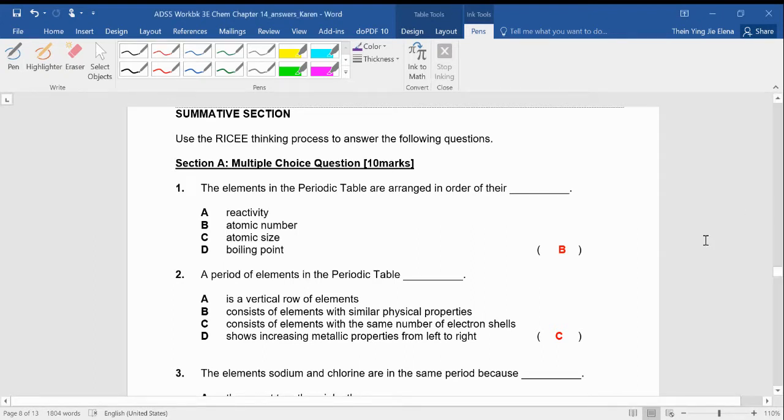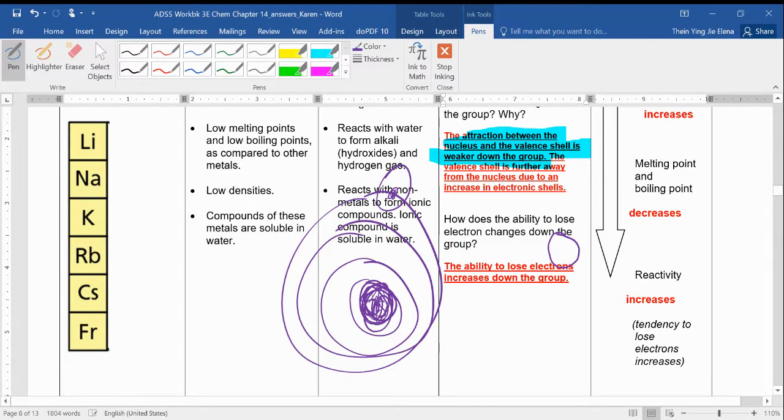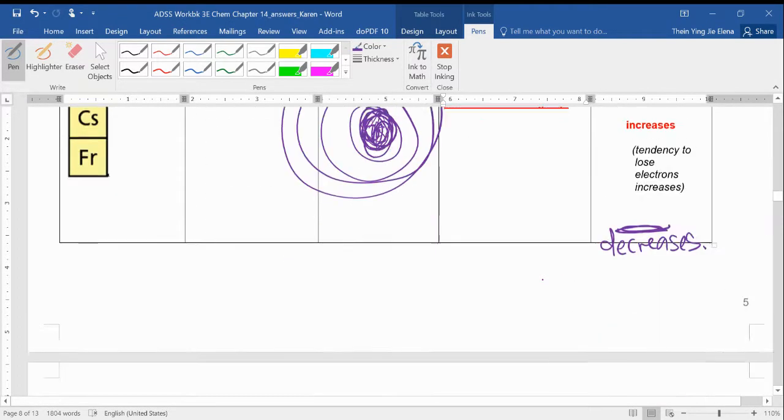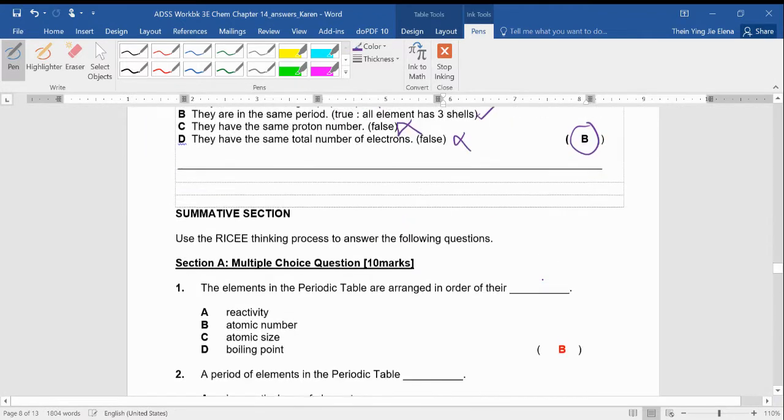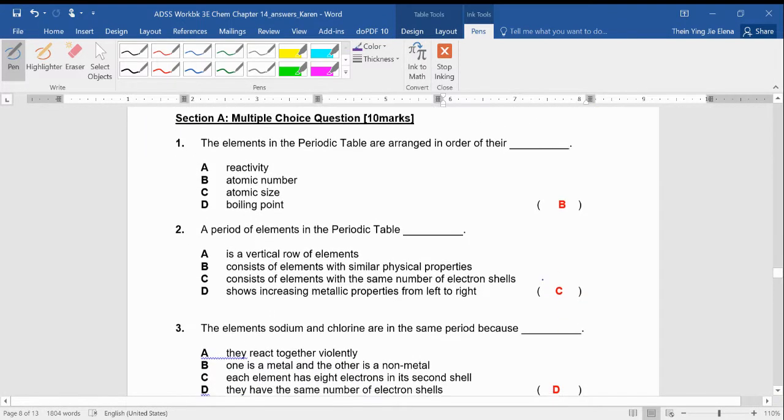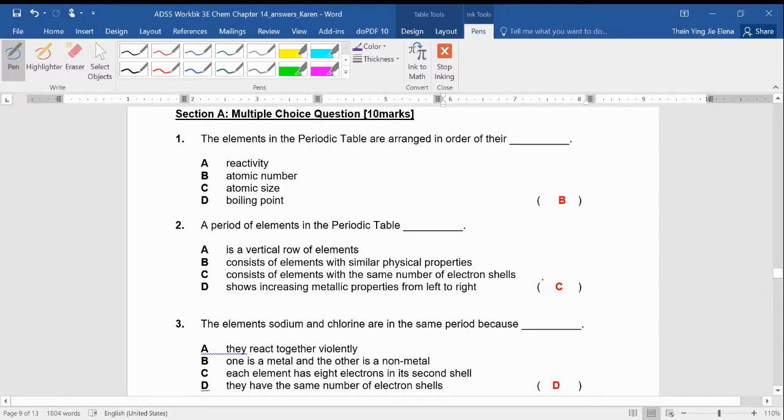I'll be going through the summative section for your chapter 14 periodic table. So let's take a look here. The elements in the periodic table are arranged in order of their atomic number, which is the proton number of the element. Okay, the proton number of it.